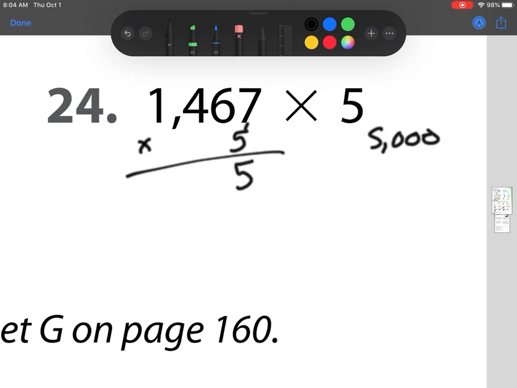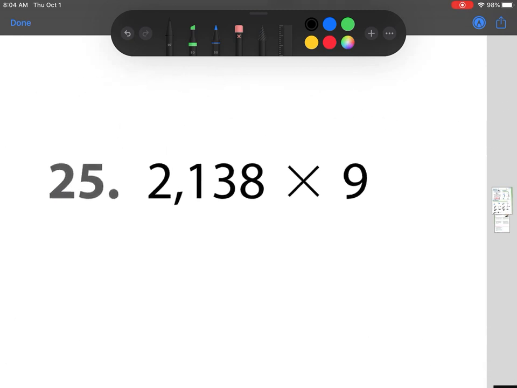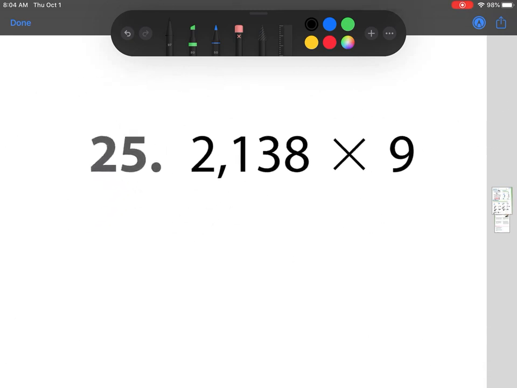5 times 7 is 35, so I put the 5 down, regroup the 3. 5 times 6 is 30, plus 3 is 33. So I regroup that 3. 5 times 4 is 20, plus 3 is 23, so I put a 3 down, regroup the 2, and 5 times 1 is 5, plus 2 is 7. 7,000, which is close to our answer 5,000. Maybe not as close as we'd like, but it's close.